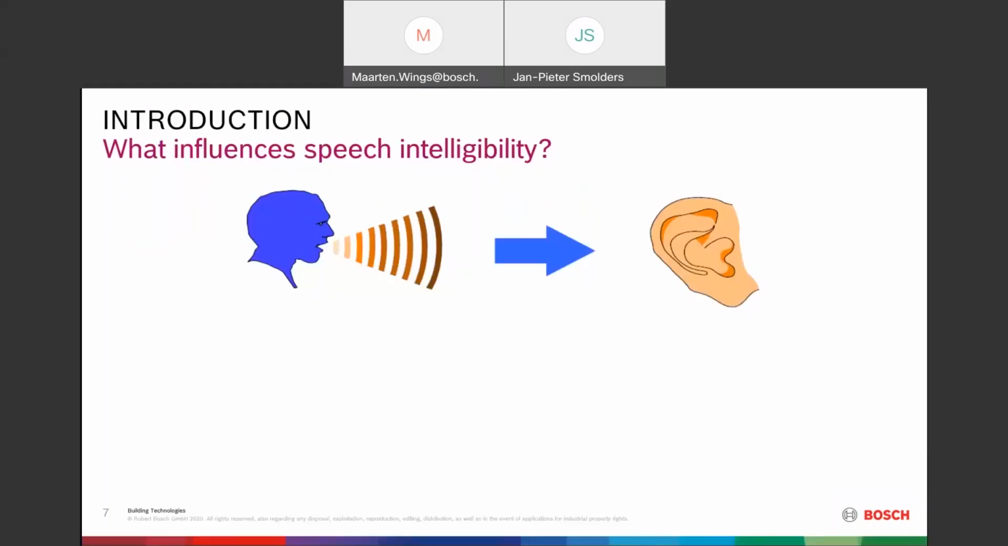So what influences speech intelligibility? For instance, background noise, like noise from trains or people talking in a room, air conditioning in an office, things like that. Those kinds of noises will have a bad influence on intelligibility.